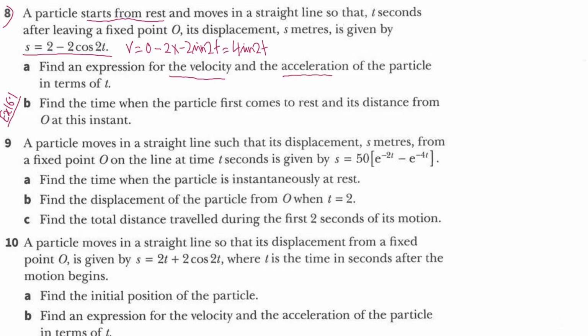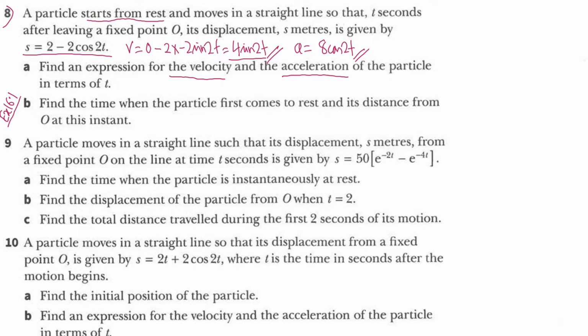Now let me go to the acceleration. For acceleration, we need to differentiate this velocity expression another time. Then we would get the acceleration expression. If we differentiate sine, it gives us cos, and we multiply by the coefficient 2, so it is 8 cos 2t, and this is our acceleration expression. So the first part is done, and you can finish it in only 2 lines.